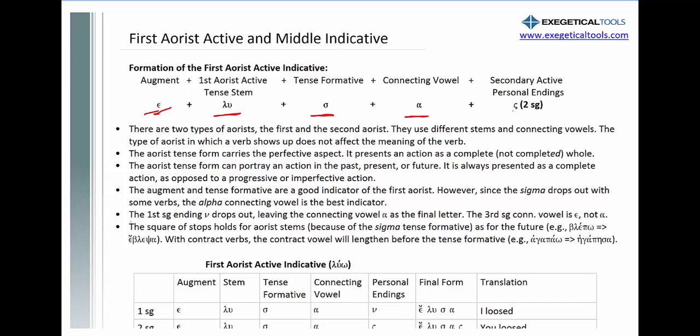Now, as for the augment and the tense formative, these are really good indicators of the first aorist. There are only a couple different forms that have an augment, the imperfect and the aorist. And then the perfect will have a reduplication, which is something different. So if you have an augment, you really just have to choose from the imperfect and the aorist. So that's a really good indicator.